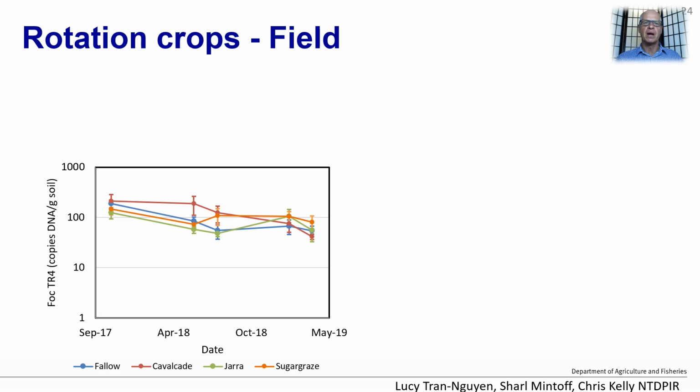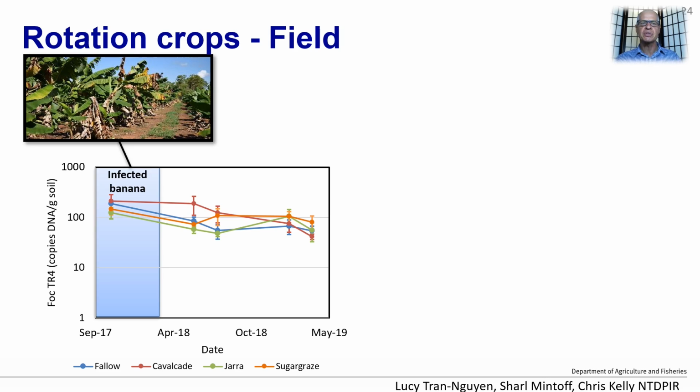In a field experiment conducted by Charles Mintoff and his team in the Northern Territory, several potential rotation crops for the region were tested. I'm only presenting the results from 4 treatments: a weedy fallow, which was our control, cavalcade, Centrosema pascuorum, jarrah grass, Digitaria milanjiana, and sugar graze, a forage sorghum. Charles used a method developed in a previous project to measure the FOC TR4 DNA based on a TaqMan assay.